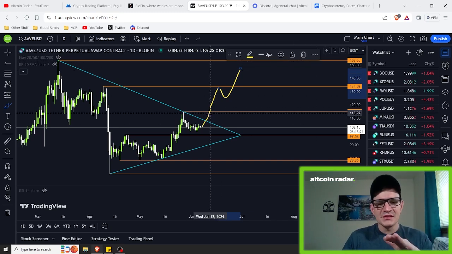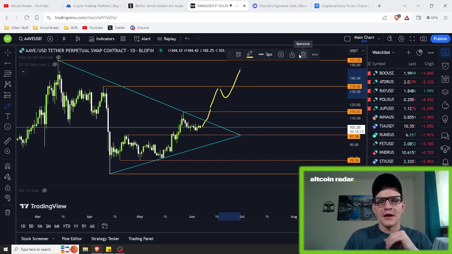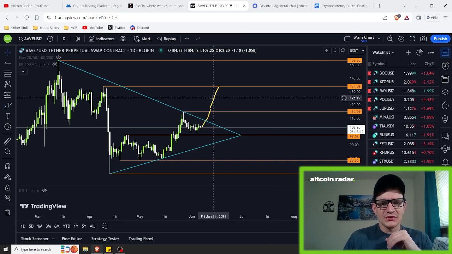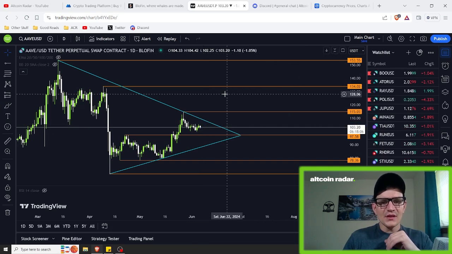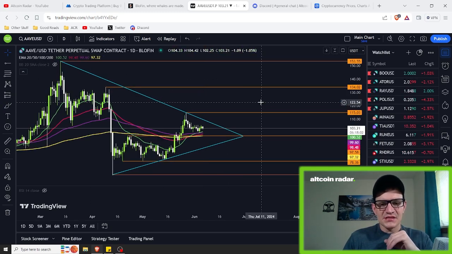But the goal here is we want to keep creating new higher and higher lows all the way up in a step-by-step fashion. All right, so let's go ahead and turn on some indicators and see what some indicators are telling us. So we've got support and resistance out of the way. Let's turn on some EMAs and see what we're looking at here.